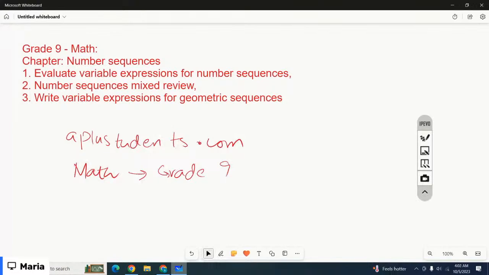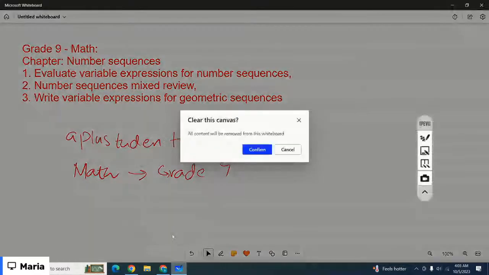And the lessons we're going to cover from the chapter are evaluate variable expressions for number sequences, number sequences mixed review, and write variable expressions for geometric sequences. So please make sure you have your notebook and pencil so that you can note down the important examples and definitions as well, right? So let's just start with the first lesson, that is evaluate variable expressions for number sequences.